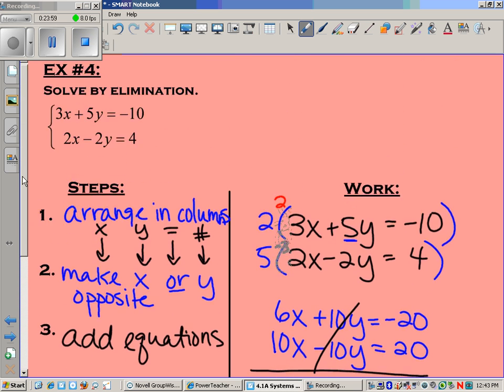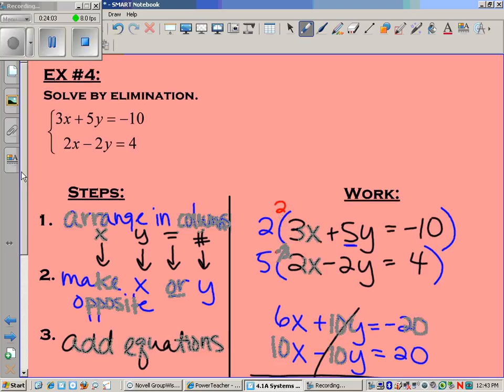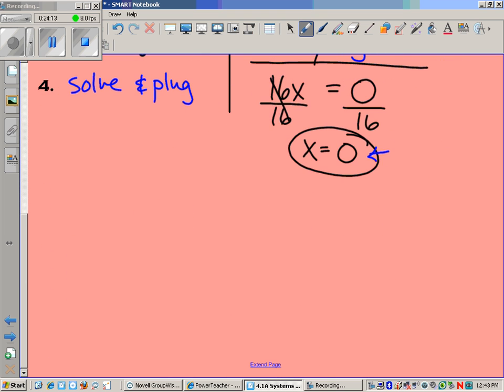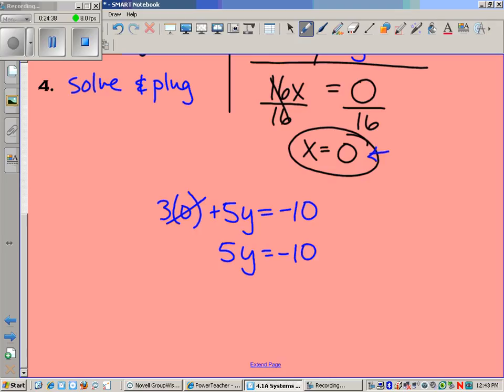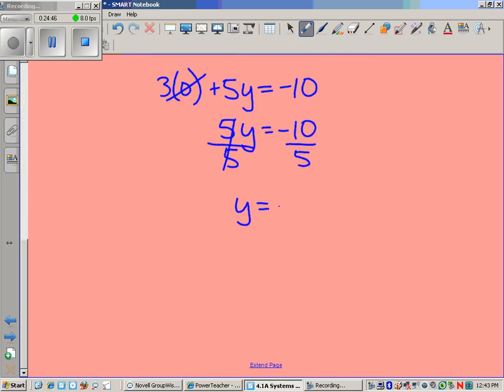Where do I plug it in, though? Well, I'm going to plug it in to one of my original equations. It doesn't matter which one. I could plug it into the top one or the bottom one, and I should still get the same answer. So would you like to plug it into the top or the bottom? Let's go ahead and do the top. If I plug it into the top, what was my top? 3 times x, but instead of x, we're going to plug in 0, plus 5y equals negative 10, right? That was our top equation. I plugged in 0 for x. What is 3 times 0? Just 0, right? So then I have 5y equals negative 10. If I want to get y by itself, I have to divide by 5. And so I get y equals negative 2.